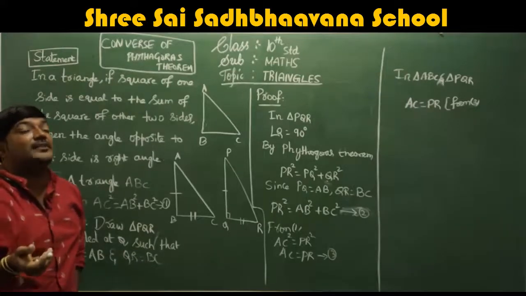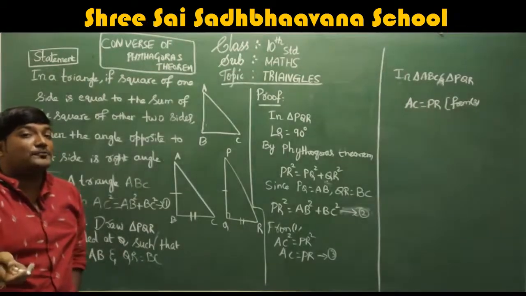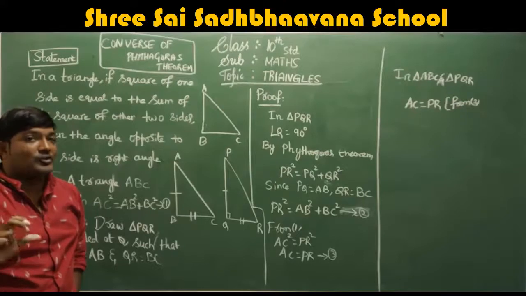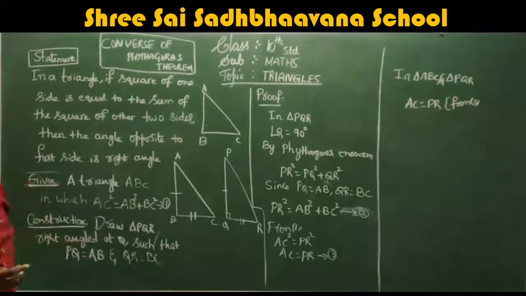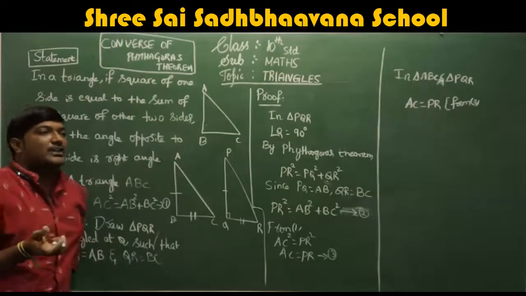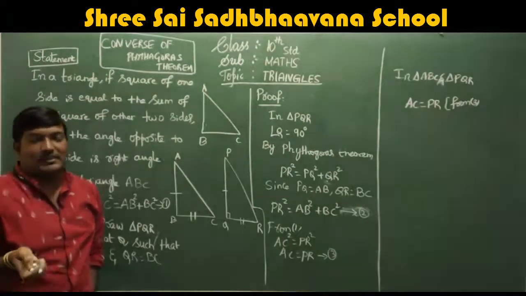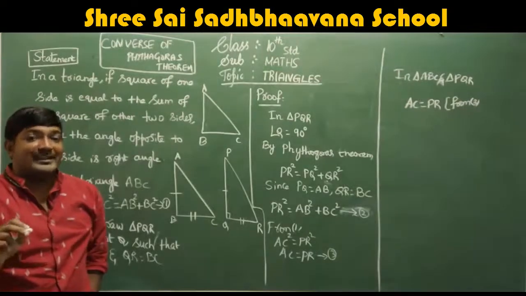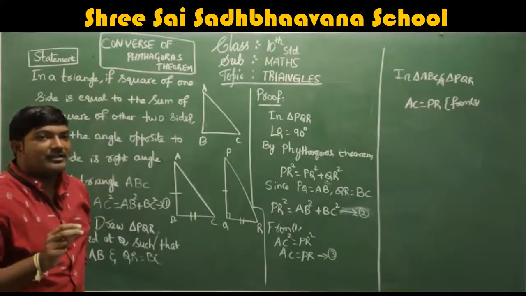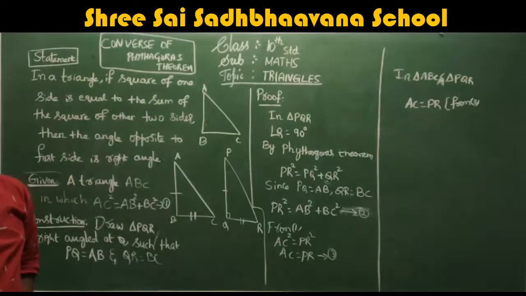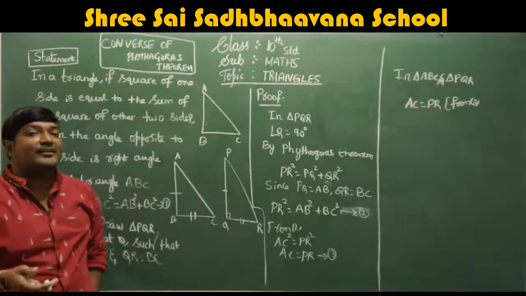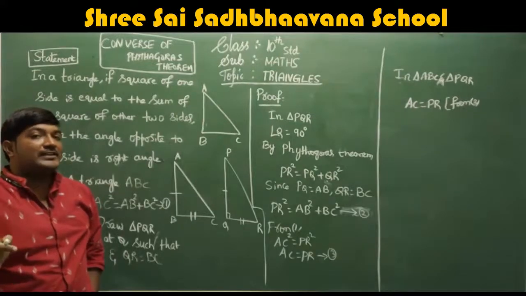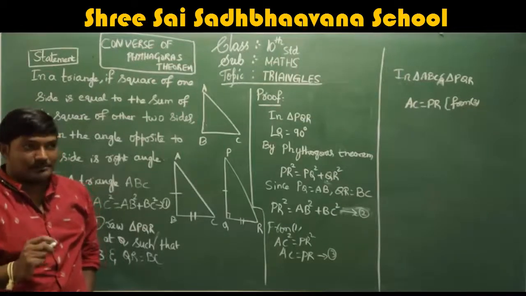While we were discussing the converse of the basic proportionality theorem also, we discussed what we mean by converse. Similarly here, let me just recap the statement of Pythagoras theorem. In a right angle triangle, the square of the hypotenuse is equal to the sum of the squares of the other two sides. That is the statement of Pythagoras theorem, correct?